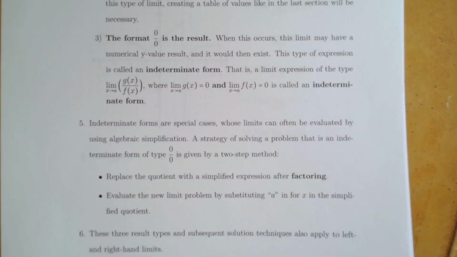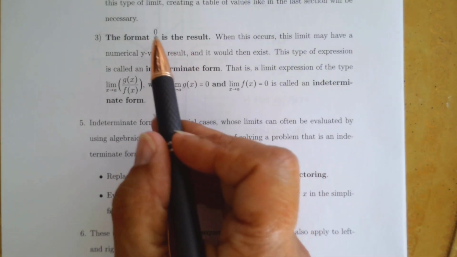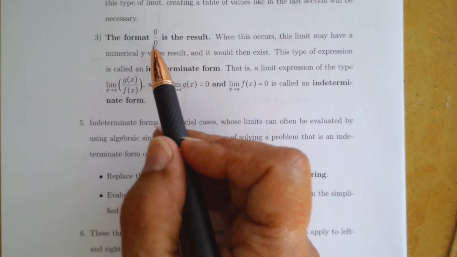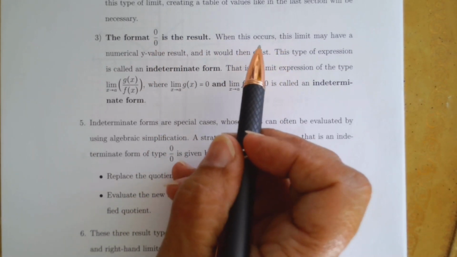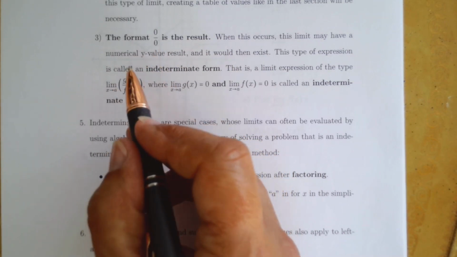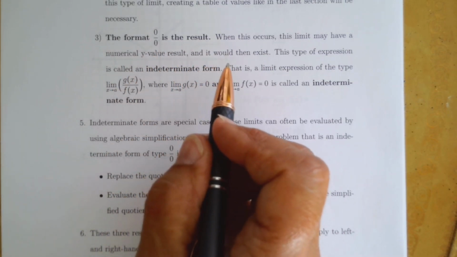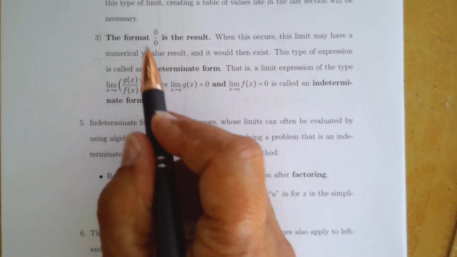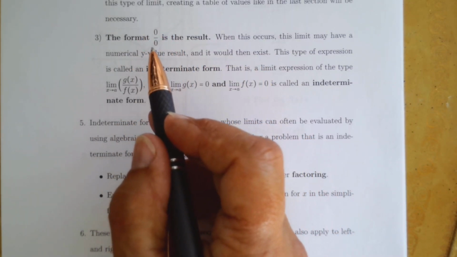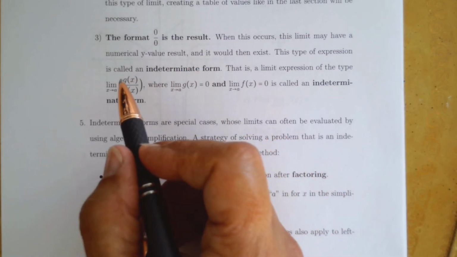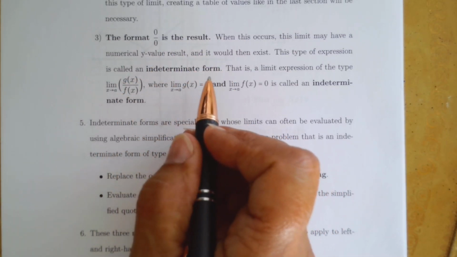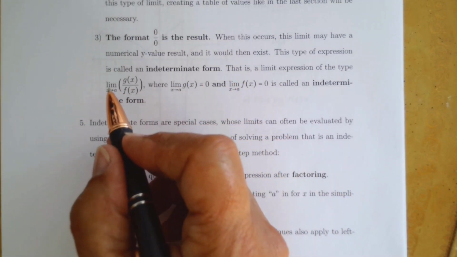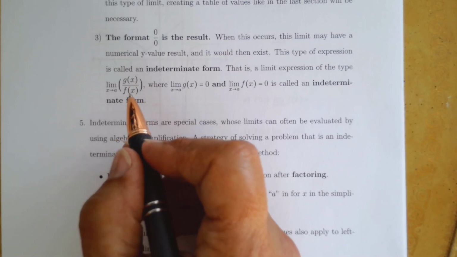is what happens when the result you get is 0 over 0. So when you plug in the number, you're going to get 0 on the top and 0 on the bottom. It says when this occurs, the limit may have a numerical y value result, and it then would exist. So when you get 0 over 0, that means you may actually get a number value. It says this type of expression is called indeterminate form, and it says that is a limit expression of this type: the limit as x goes to a of g of x over f of x.